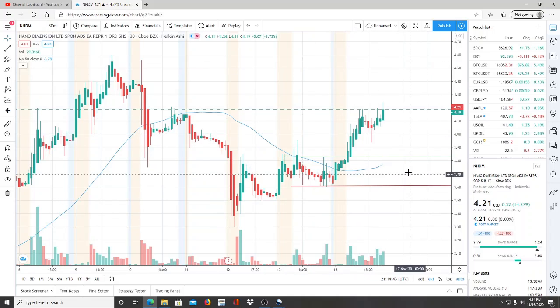We're above it, and if we were to fall right below the 50-day moving average, we would be in bearish territory, but we're currently in bullish territory.